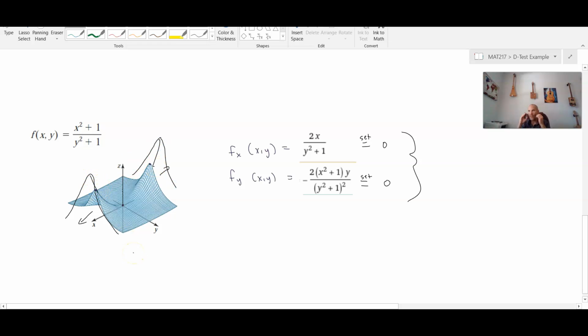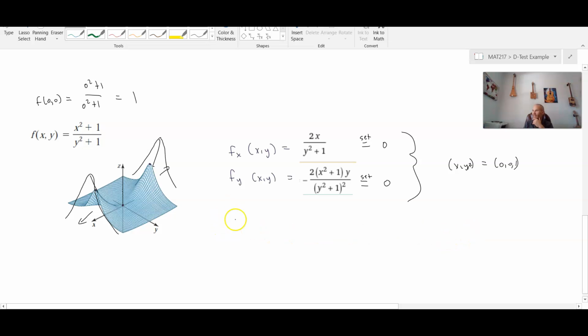So what we thought looked like maxima actually were not maxima at all. They were, in fact, just higher elevated points. And we only obtain one critical point, (x, y) equals (0, 0). If I wanted the z value, I could plug in (0, 0) into my equation. 0 squared plus 1 over 0 squared plus 1 is equal to 1. So if I wanted the z component in here as well, now I know that that's 1.